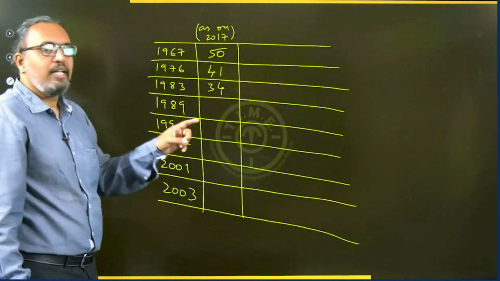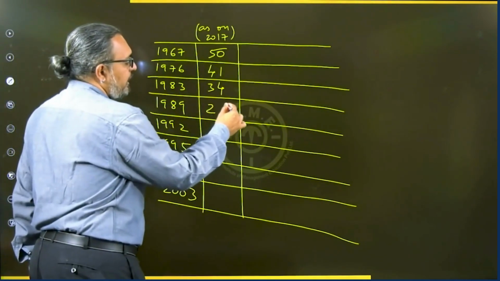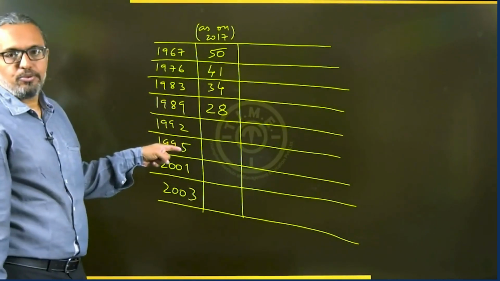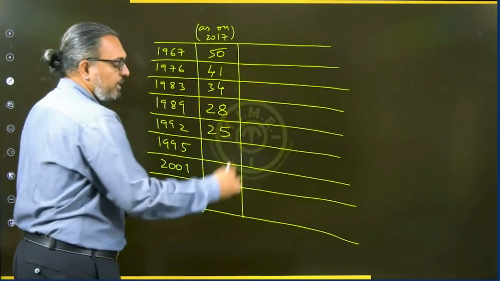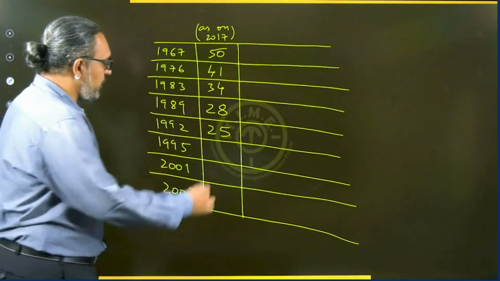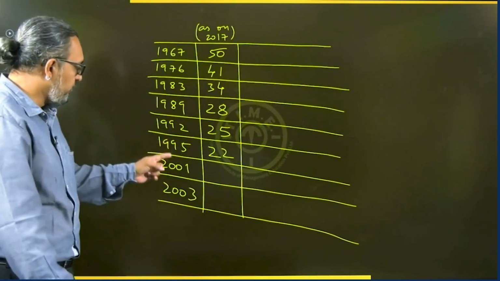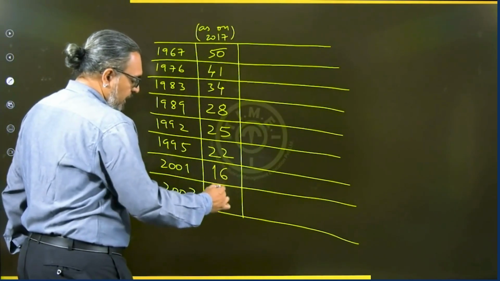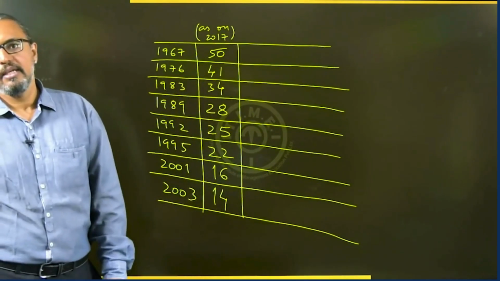Now from 83 to 89, 6 increase. So here 6 decrease. So we will get 28. Now from 89 to 92, 3 increase. So here 3 decrease, 25. Now 92 to 95, again 3 increase. So here 3 decrease, you will get 22. Now from here 2001 to 2017 is easy to calculate. You will have 16, and here 2003 you will have 14. So that's how you get the ages.